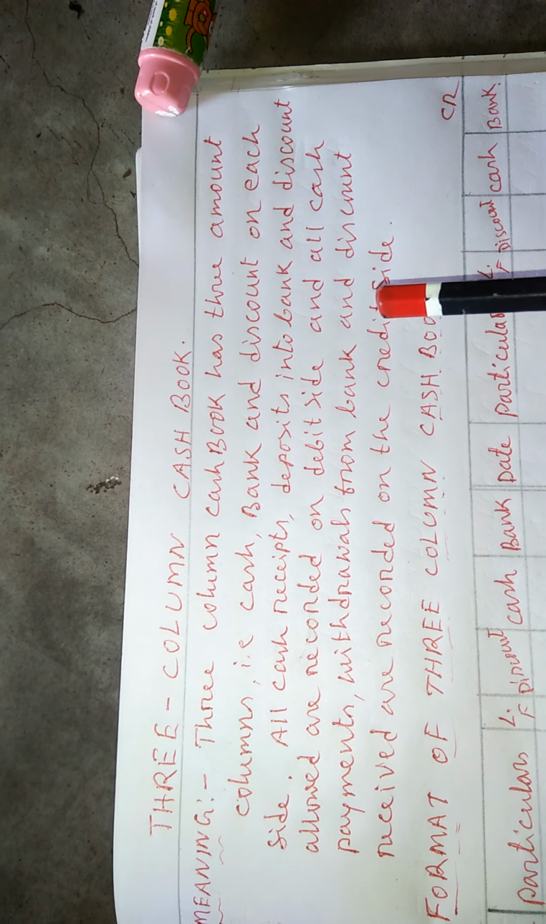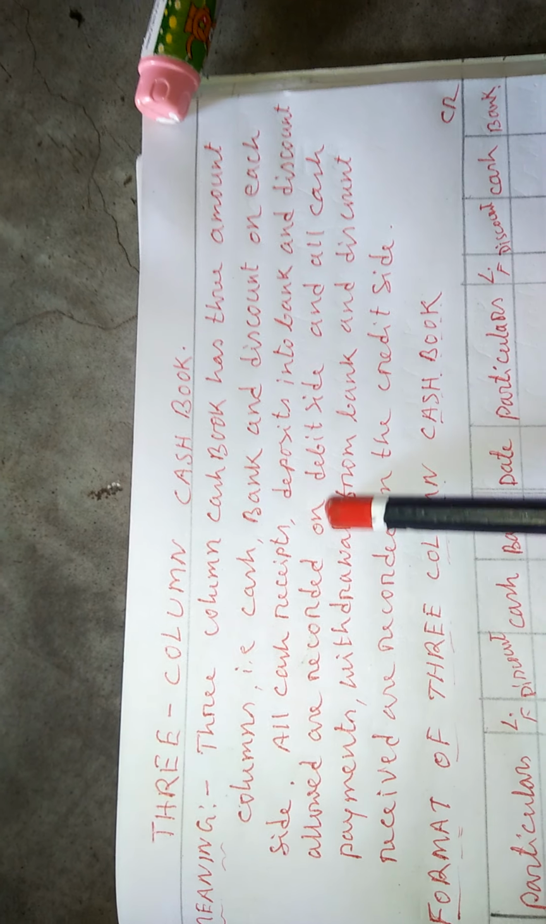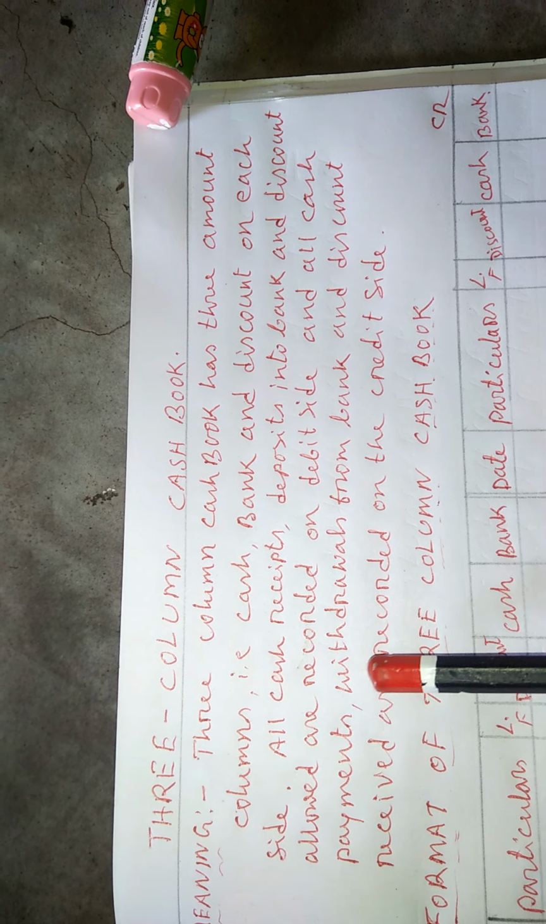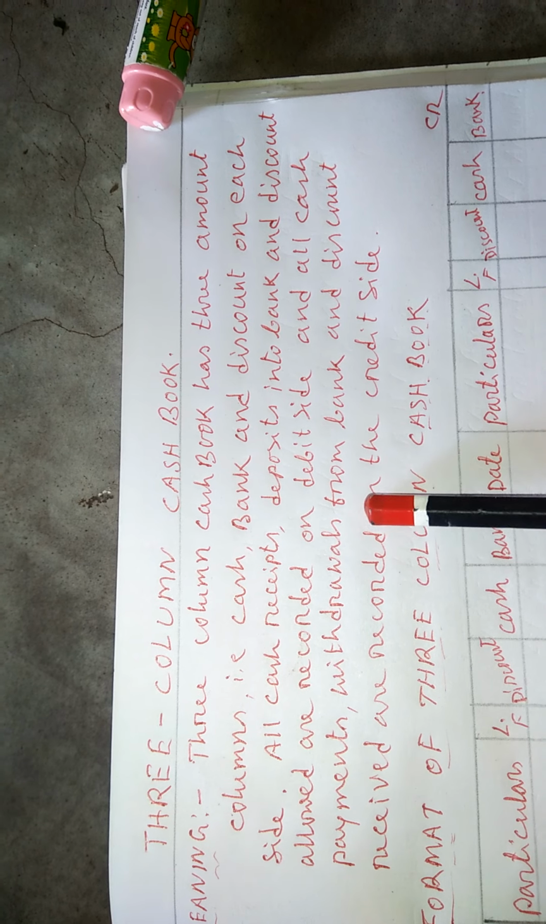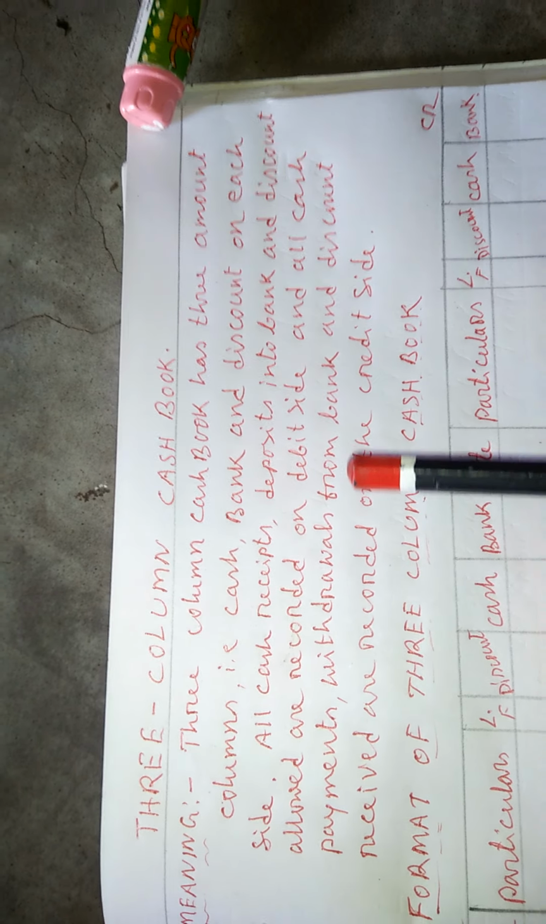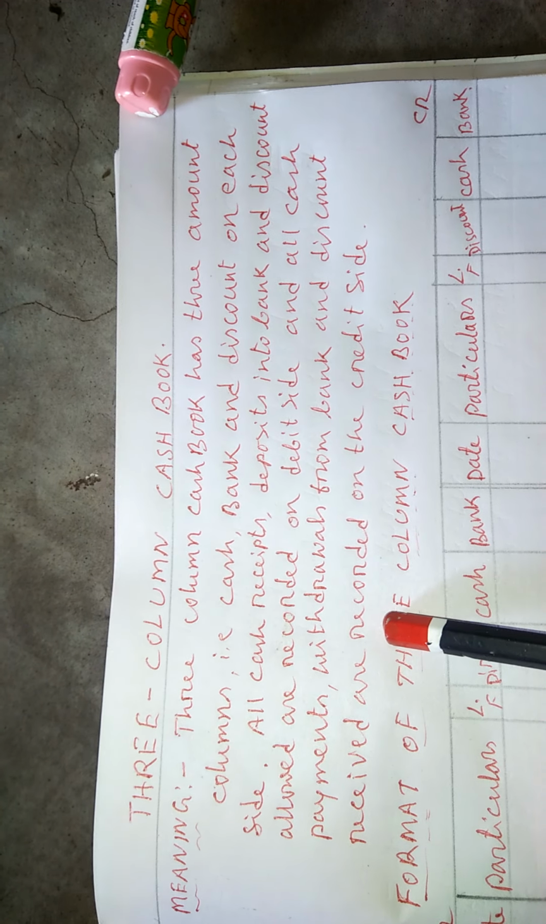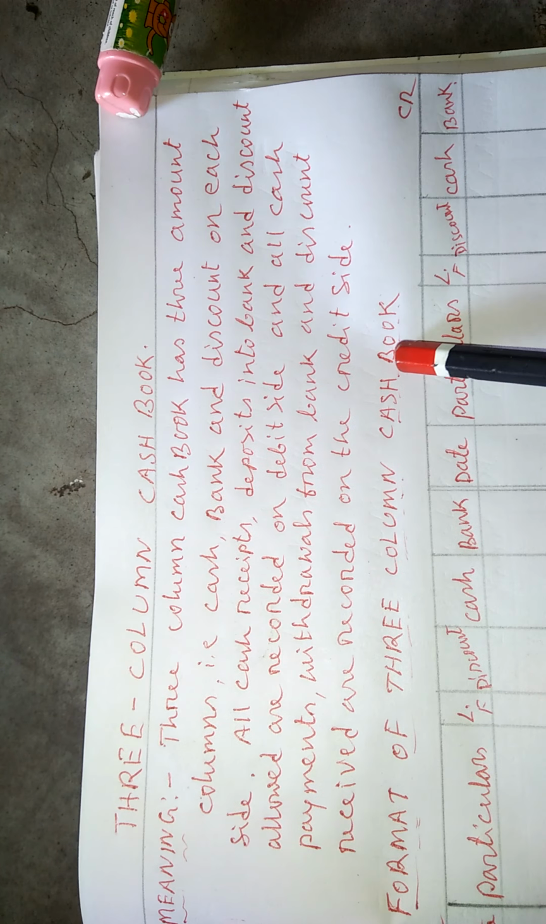Now let's keep it in mind. If a firm is maintaining a three column cash book, they are not required to prepare cash ledger accounts and bank ledger accounts in their main ledger books, because this three column cash book serves both the cash account details as well as the bank account details.